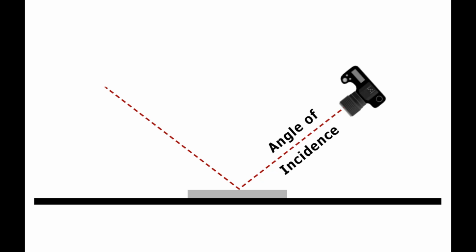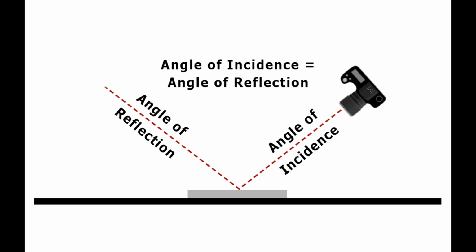The angle at which the camera is pointing to the mirror is called the angle of incidence. The angle from the mirror to the subject, whatever's being reflected in that mirror, is called the angle of reflection. The angle of incidence equals the angle of reflection. Let me say that again. The angle of incidence equals the angle of reflection.